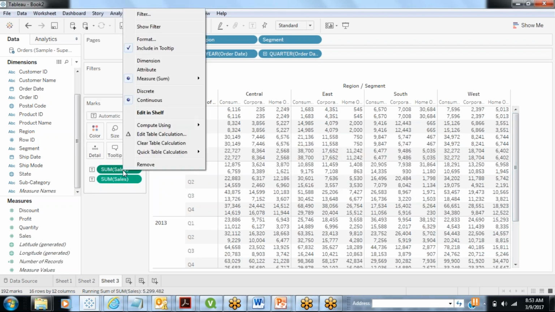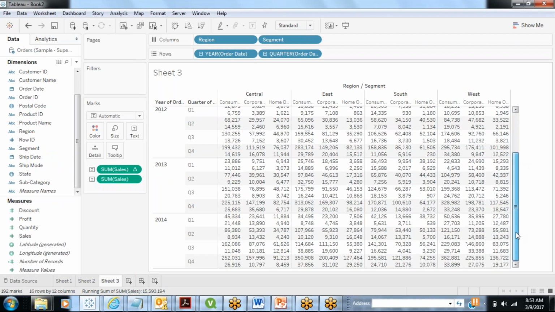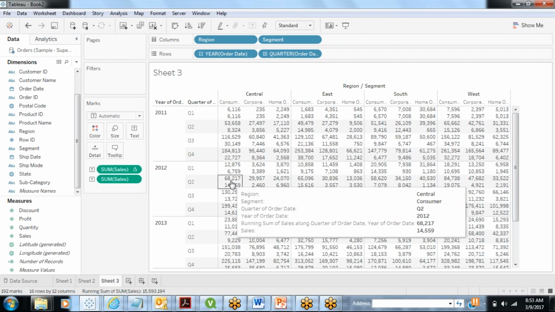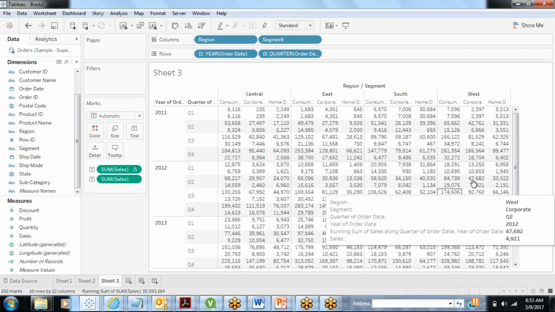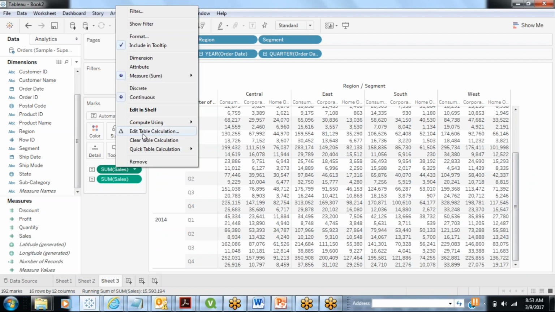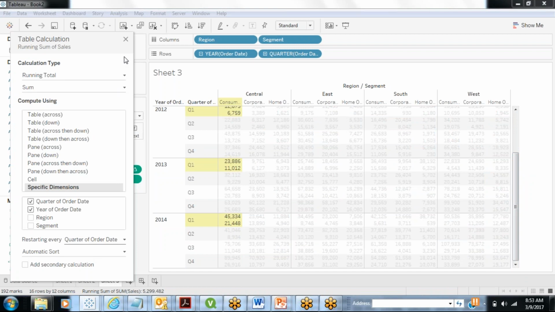If you are not doing the restarting, what will happen? If it is none, this will continue. You see here below 45 was there, right? Here 45 was there. So now this 45 plus 8, 53, and 53 plus 14, it is 68, 68 plus 9, it is 77, and 77 plus 8, it is 86. It will go on. No, I want to restart. No problem. Go here and you can restart every quarter. If it is year and quarter, then it is restarting every year. It will go this way.